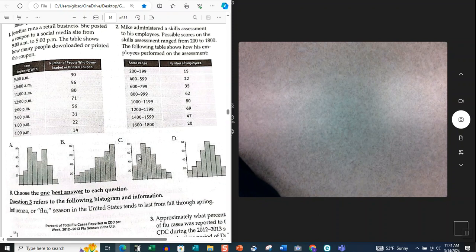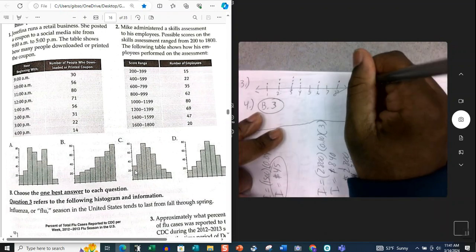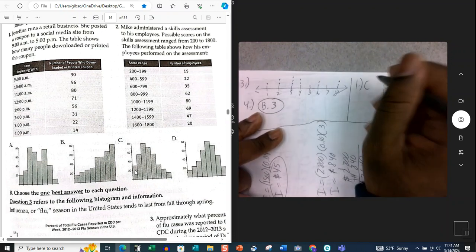At 10 a.m., it's about 56, which is almost 60. 11 is 80, and so on. So that would be C. Our answer here for problem number 1 would be C.